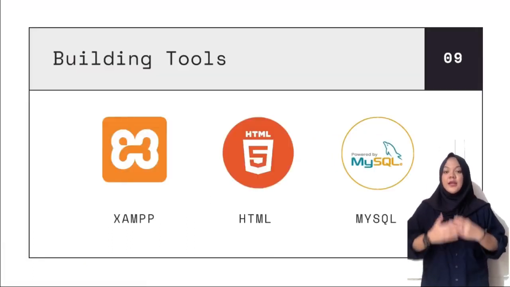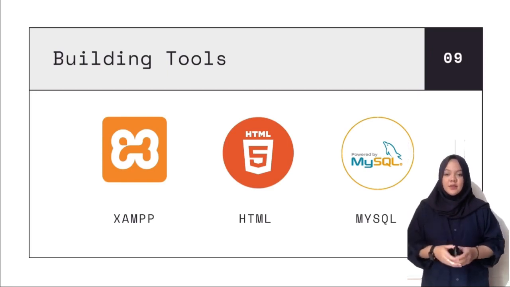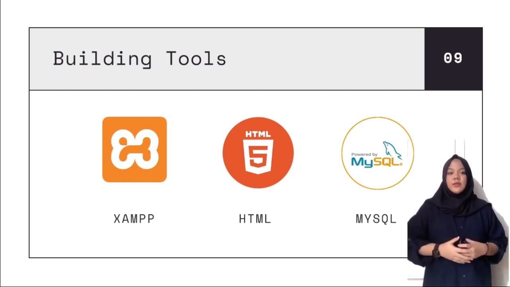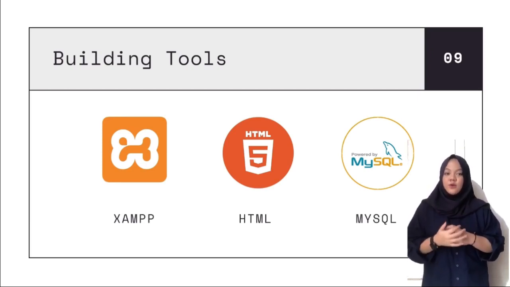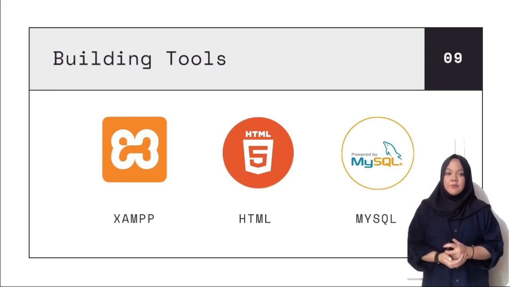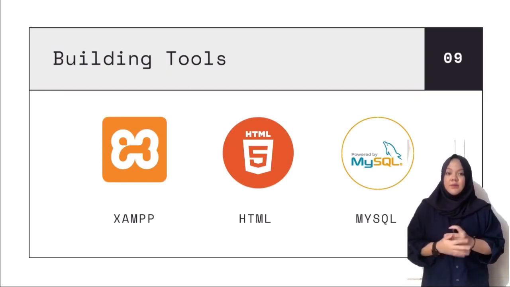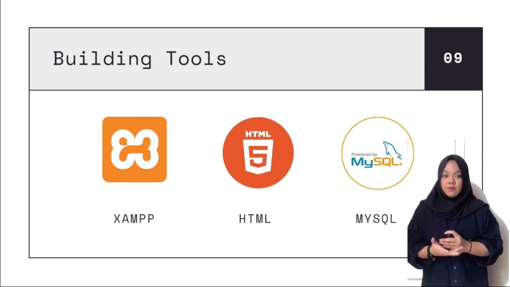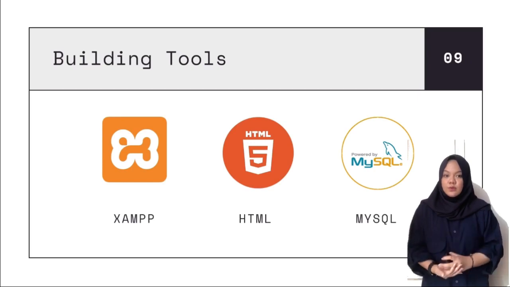Okay, the next one, I'm gonna explain about the building tools that are used for this case. There are 5 tools. The first one is XAMPP. XAMPP is an abbreviation for cross-platform, Apache, MySQL, PHP, and Perl, and it allows you to build a WordPress site offline and on a local web server on your computer. This simple and lightweight solution works on Windows, Linux, and Mac.